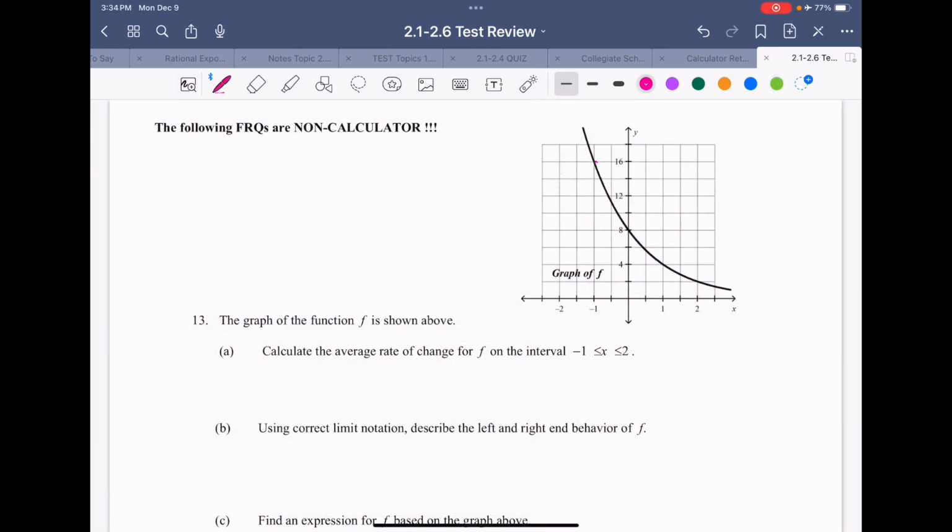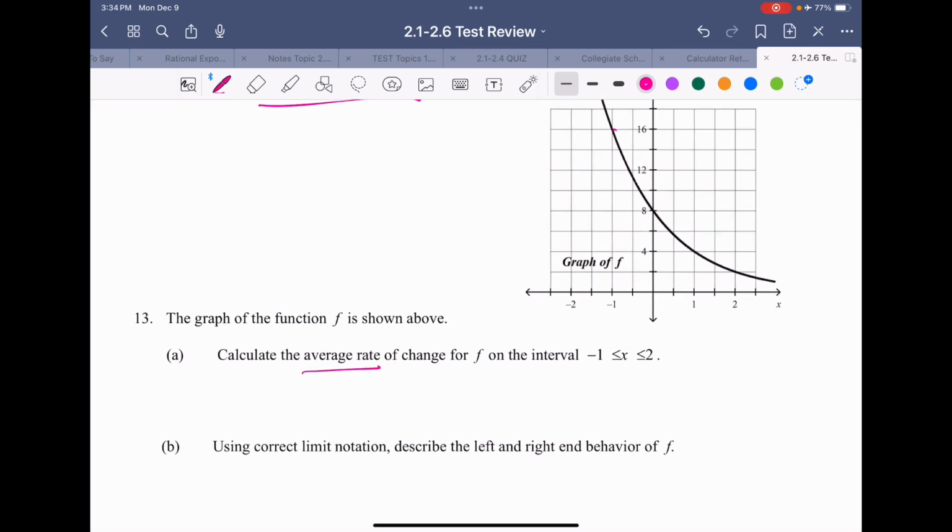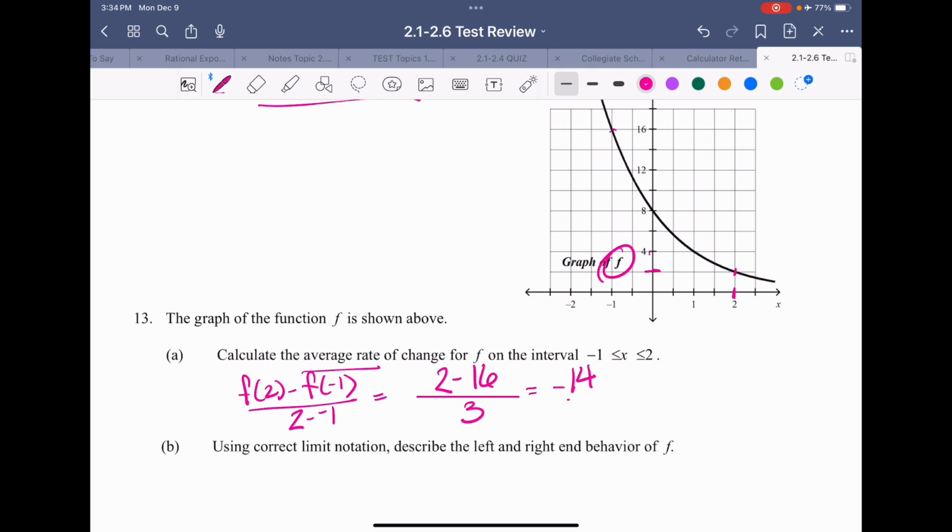All right, this FRQ is non-calculator. I'm going to calculate the average rate of change. That is just slope. And so this is going to be f of 2 minus f of -1 over 2 minus -1. This is the graph of f, so I can get my information right from here. So f of 2, well, it looks at this first little hash mark, but pay attention to your scale there. That is actually 2 minus f of -1 out here is at 16/3, so this is -14/3.